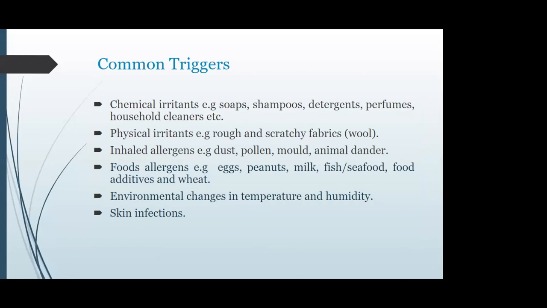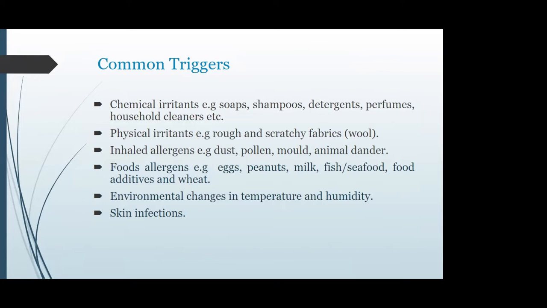Okay, so what are the common triggers? The common triggers are the chemical irritants that we tend to use in the house, like soaps, medicated soaps, shampoos, detergents used in washing the clothes of our babies, perfumes, and household cleaners. Then physical irritants, like the kind of clothes that we put on the babies. There are some fabrics that are rough and scratchy, like wool, and these can trigger atopic dermatitis.